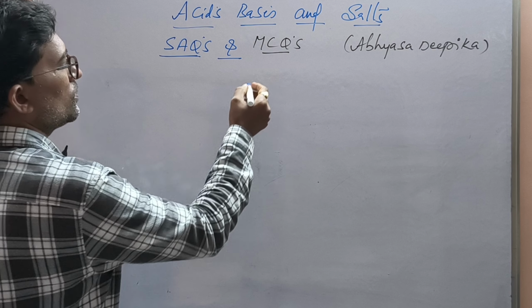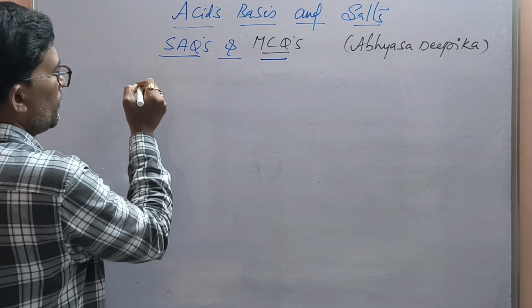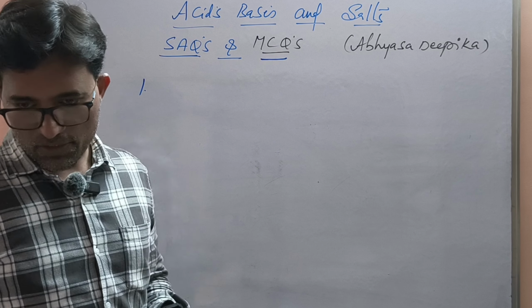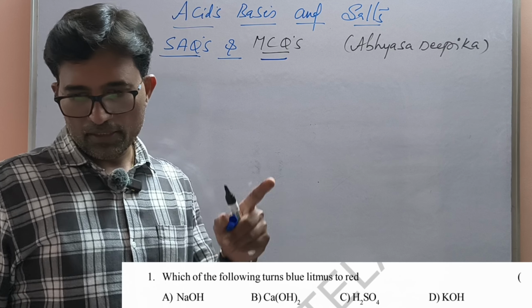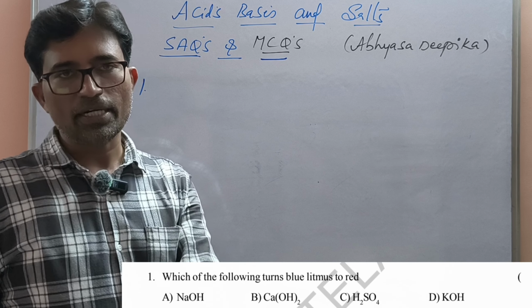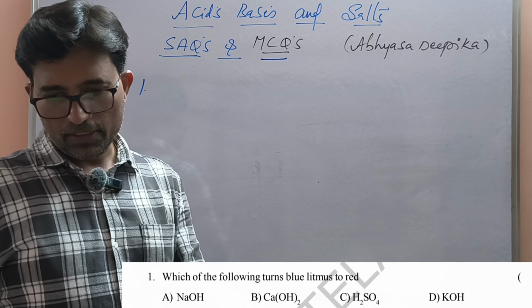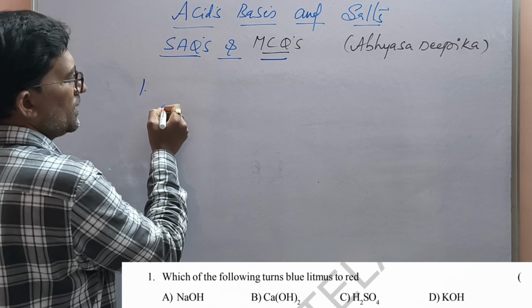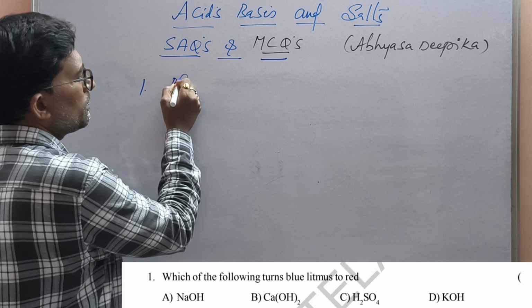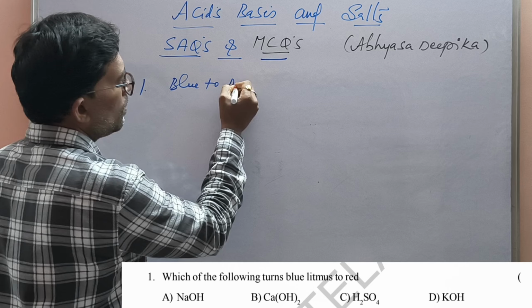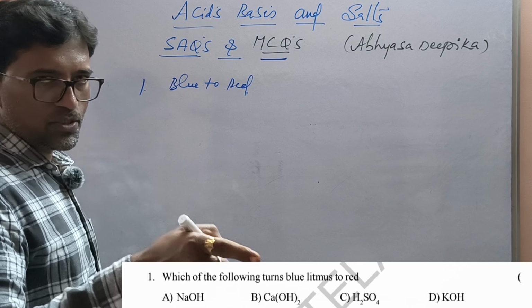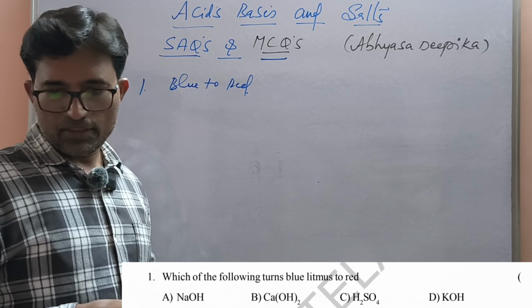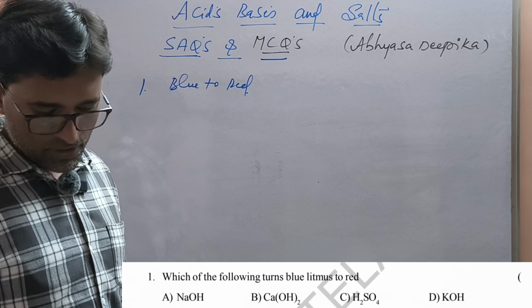Understood. Now MCQs, we'll be discussing MCQs. The first MCQ will be displayed on the screen. Check once. Which of the following turns blue litmus paper to red color? The question is displayed on the screen.